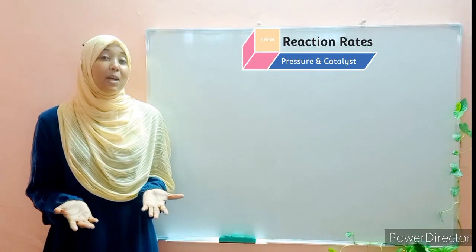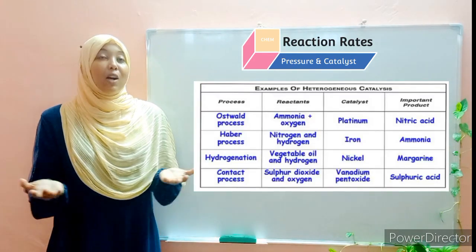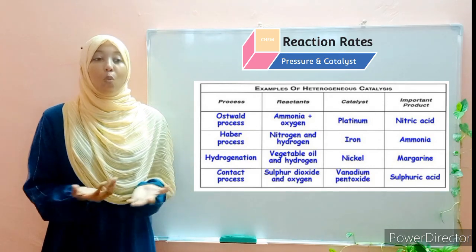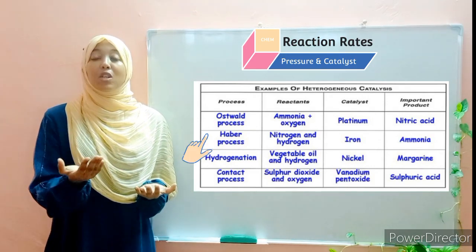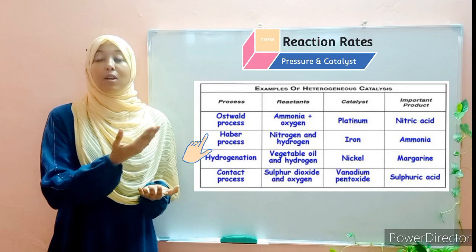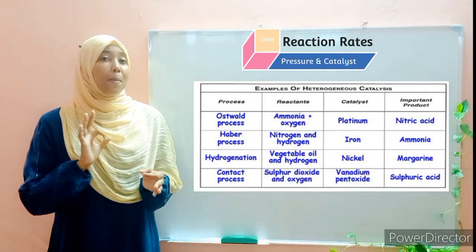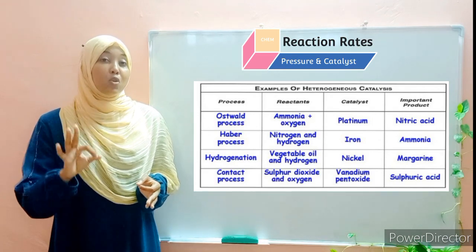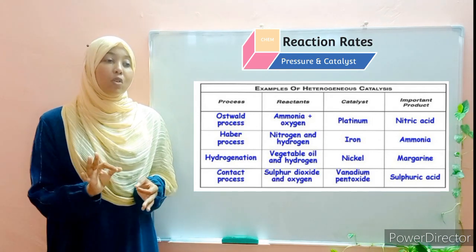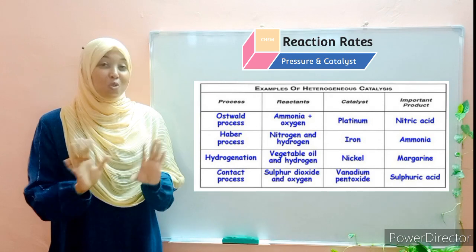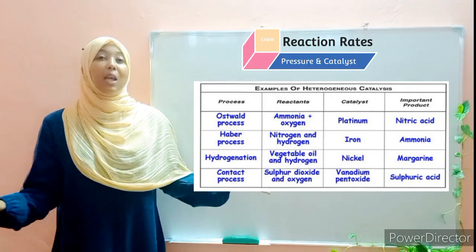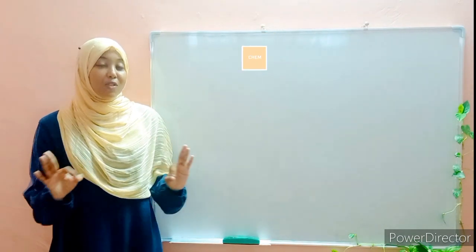Now, there are several examples of catalysts. We have a common one, manganese(IV) oxide. We also have iron. Iron is used in the manufacture of ammonia in the Haber process. So there are actually several catalysts, but the type of catalyst used is specific to a reaction. That means that you cannot use one catalyst for all chemical reactions. No, only for certain ones.